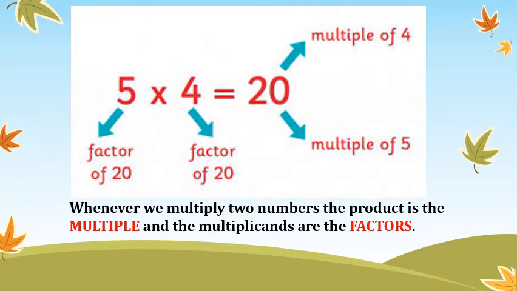Now here in this example, you can get the complete picture of factors and multiples. So finally, we can conclude that when I say 5 multiplied by 4 is 20, in this case, 20 is a multiple of 4 and 5, whereas 5 and 4 are the factors of 20. So whenever we are multiplying, the product that we get is the multiple. The bigger number that we are getting is a multiple, whereas the two multiplicands, the two small numbers that we are multiplying, are the factors of the product, right?